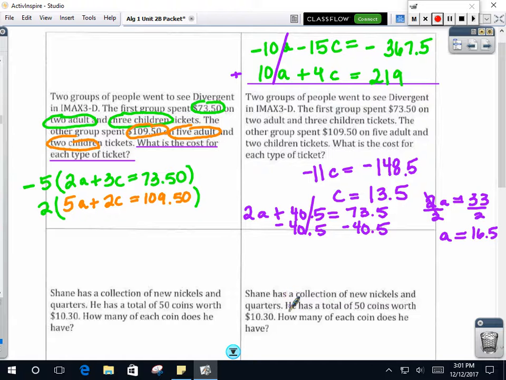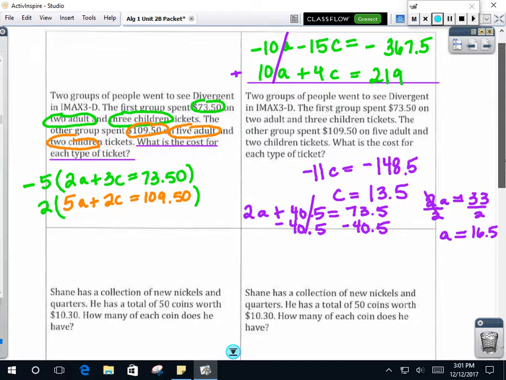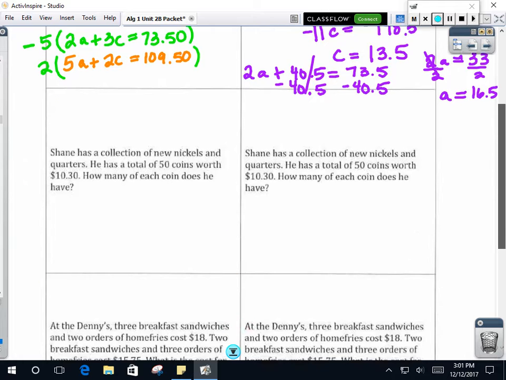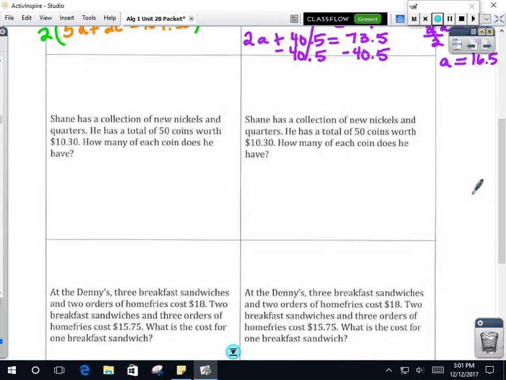All right, next question. Shane has a collection of nickels and quarters. He has a total of 50 coins worth $10.30. How many of each coin does he have?